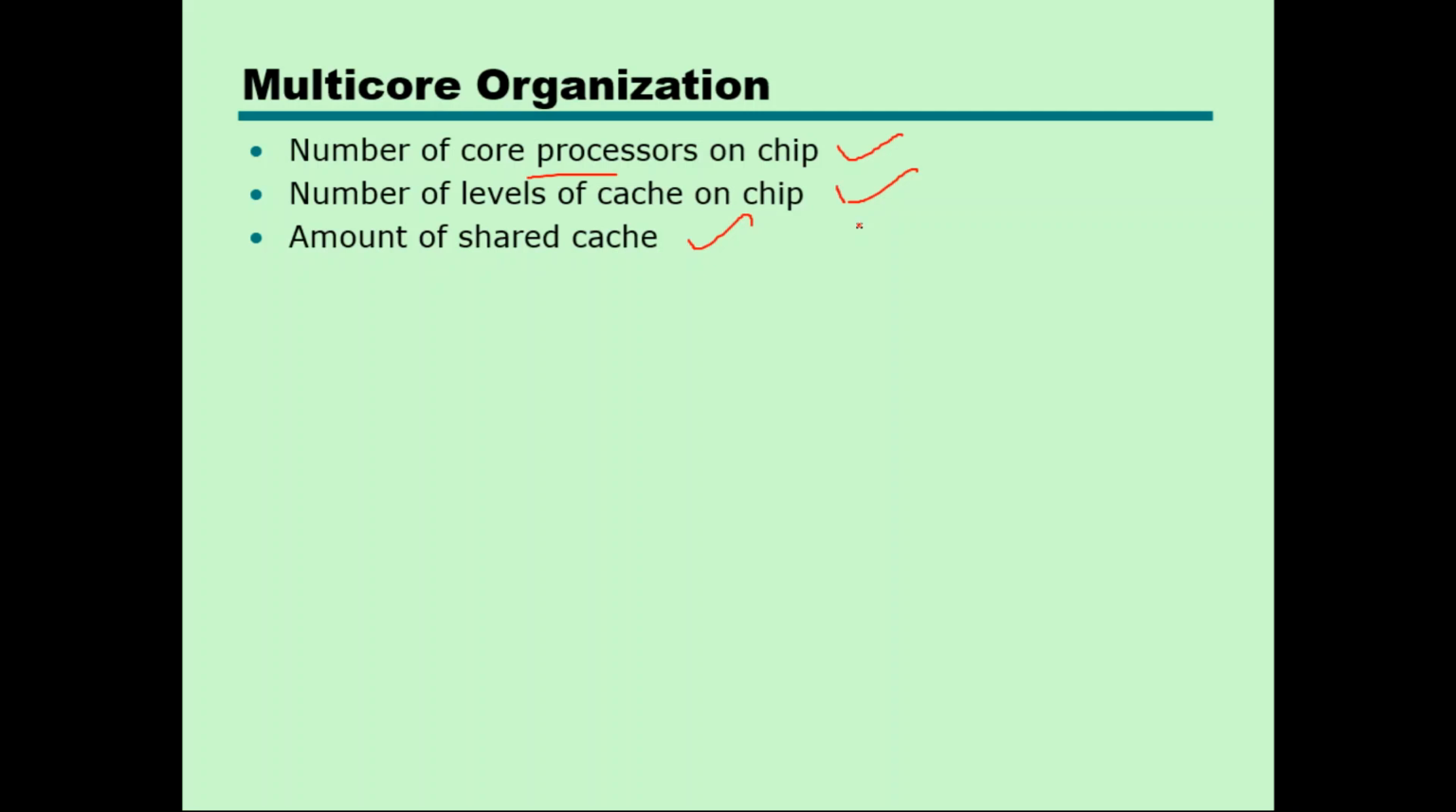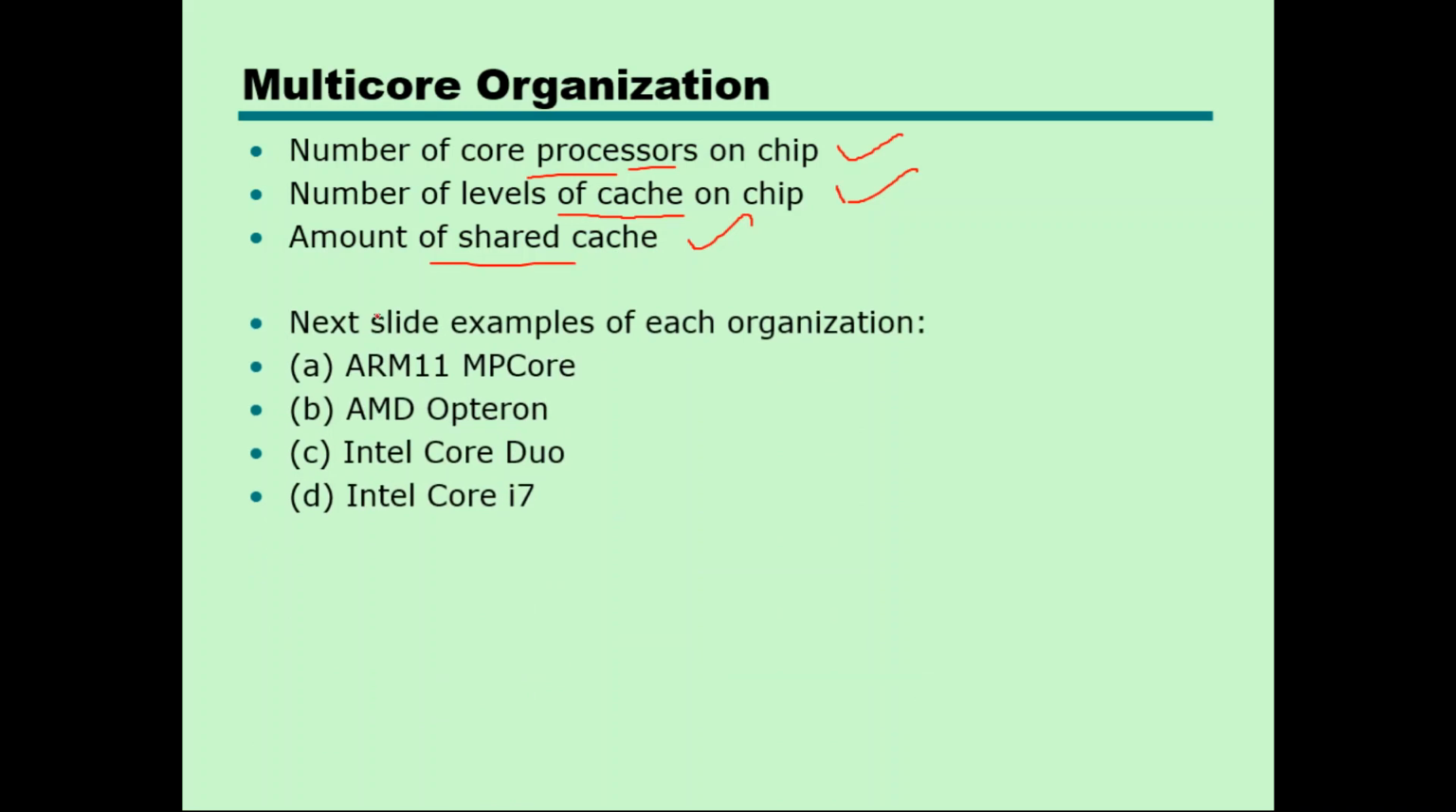In a chip, how much cache is shared and how much is not shared? Not shared means some cache may be dedicated to a particular core. Based on that, the multi-core processors are categorized: based on the number of processors, the levels of cache on the chip, whether it is L1 and L2 or L1, L2, L3 or any other levels, and out of these caches, how much is shared and how much is not shared.